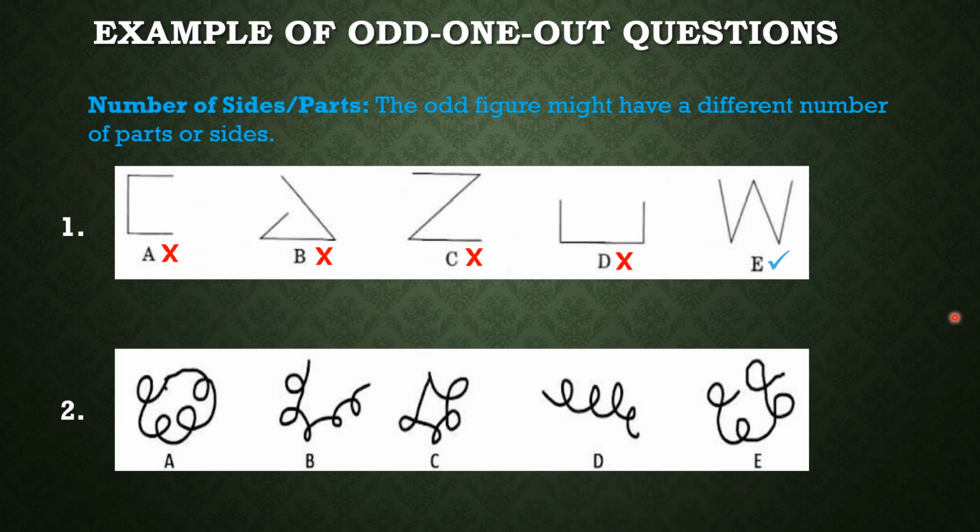In the next example, we see a wire with rounds inside it in all of them. Let's count how many inner loops they have. Here we have four loops. Here we have five loops. Here again four loops. Here again four loops. Here again four loops. So definitely option B has five loops, which should be the odd one out here.